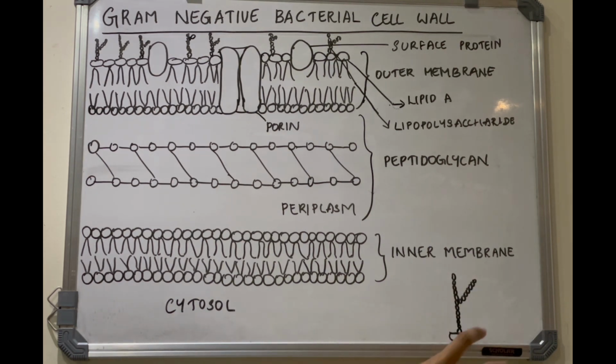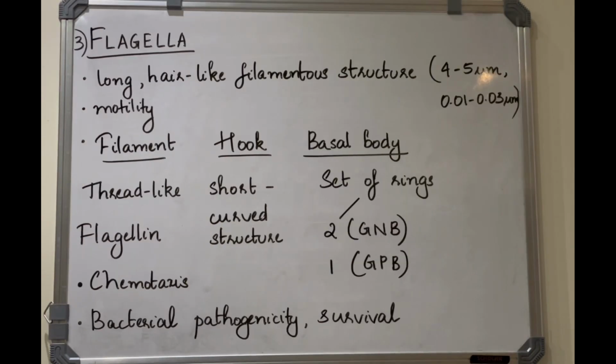Now this is a magnified image. This is lipid A and then there is core oligosaccharide and O polysaccharide. Then this is the periplasm region, inner membrane and cytosol region.